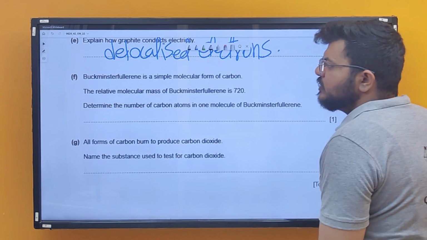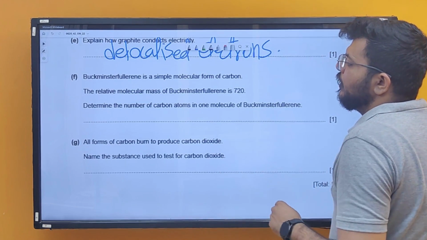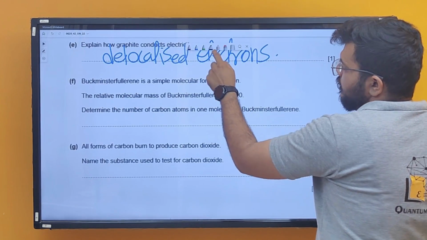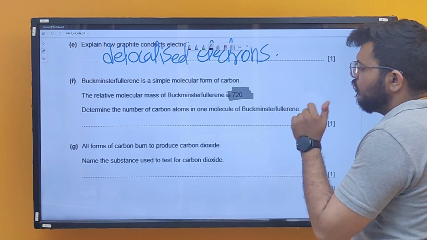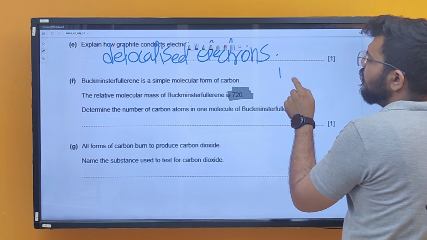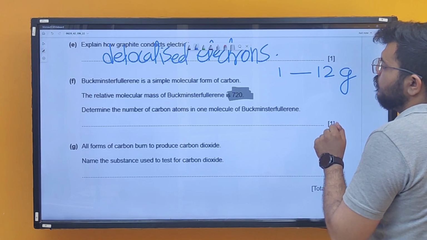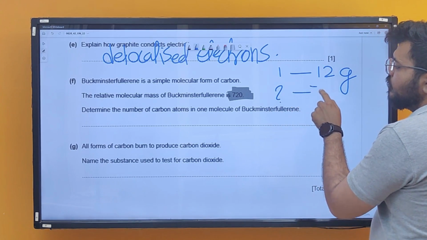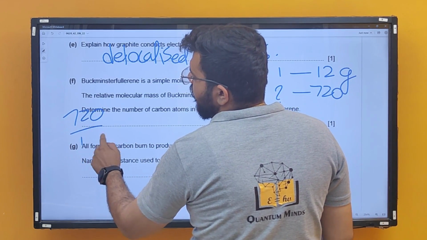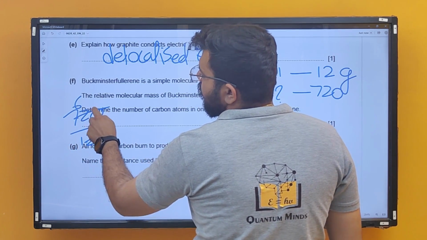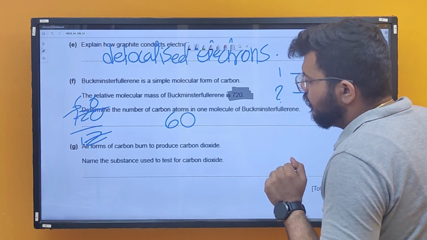Then Buckminsterfullerene is a simple molecular form of carbon. The relative molecular mass of Buckminsterfullerene is 720. Determine the number of carbon atoms in one molecule of Buckminsterfullerene. So one carbon is 12 gram, right? Relative atomic mass of carbon is 12. So how many carbons are there if the total mass is 720? So what can we do? 720 upon 12. 12 6s are 72 and 0. So there must be 60 carbon atoms if the mass is 720.